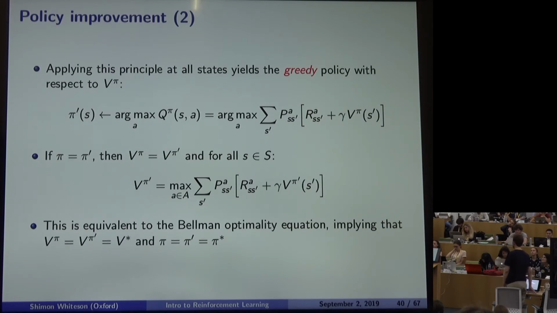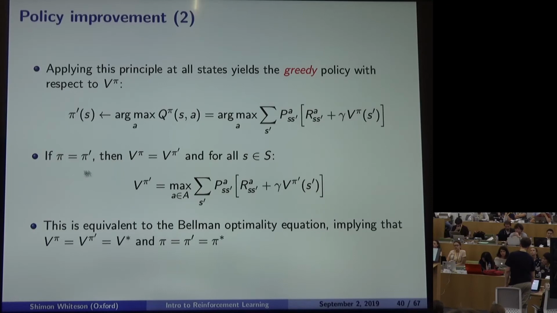Now, if we ever try to do policy improvement, and we find that the result of policy improvement is the policy we already had, so we started with some policy pi, we did policy evaluation to figure out q pi, and then we tried to do policy improvement, but the result of policy improvement was pi prime, and we found out that pi prime was the same as pi. This would imply that we had the optimal policy.